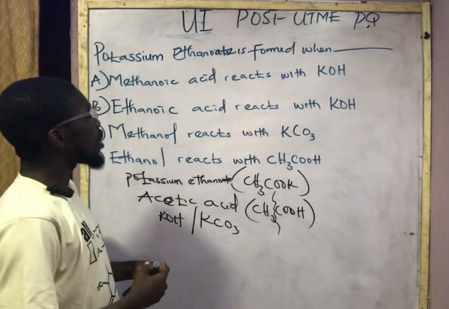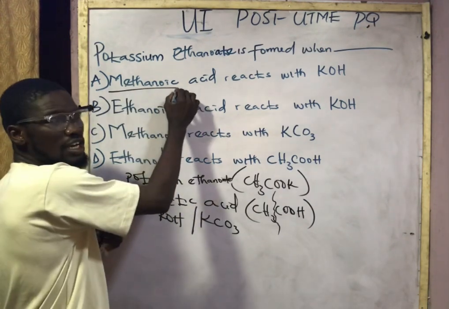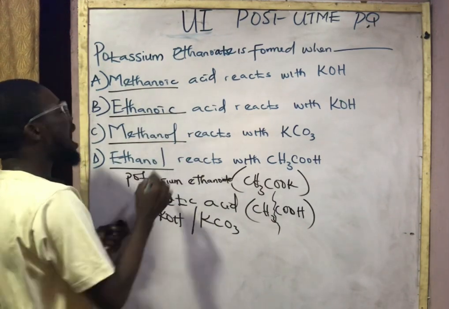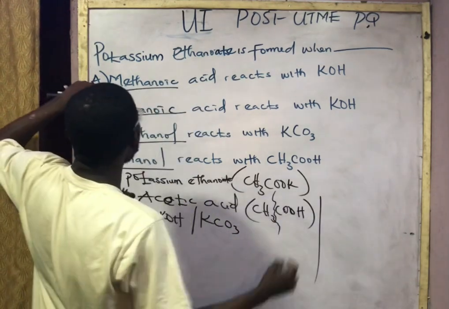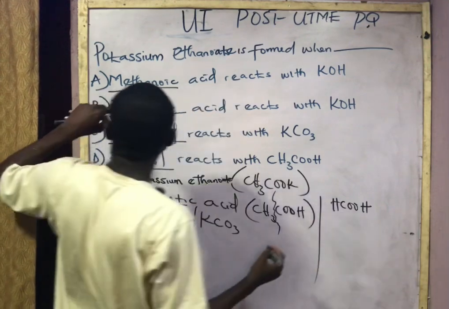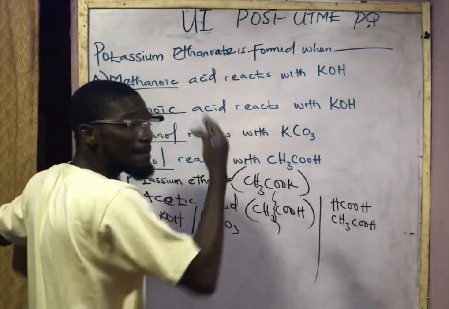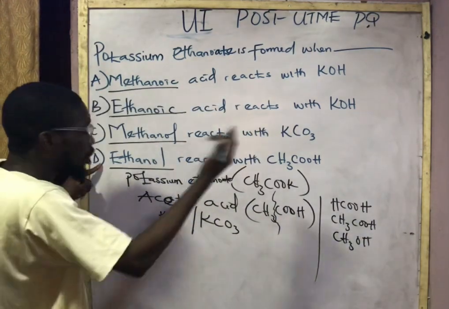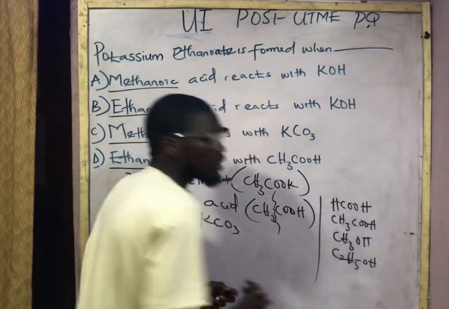So now, how do we know our answer? The first thing you need to know is how to write the molecular formula of each of these. So let's take a look at that. The first one here, we have methanoic, we have this. The second one is ethanoic, we have this. The third one is methanol, we have this, the alcohol. The last one, we have ethanol.